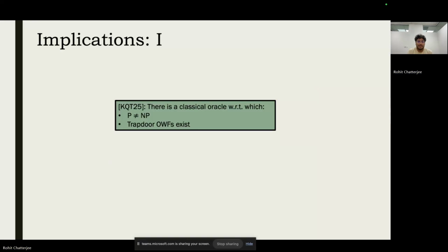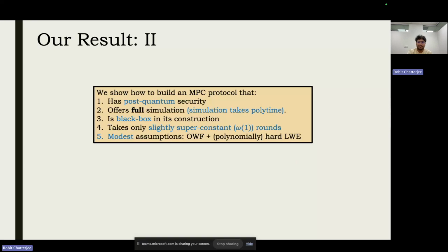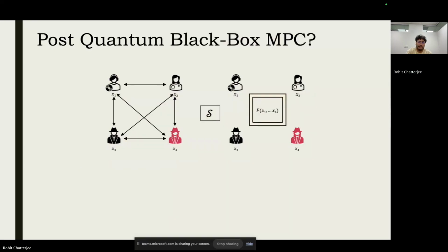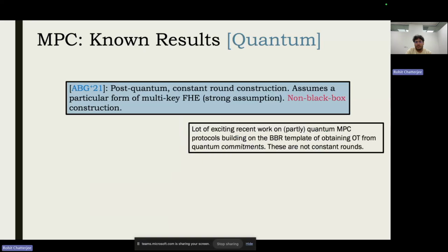Sorry, Rohit, before you go into the implications, could you please flash the slide with the previous results before yours? So this is the impossibility. There were also some constructions that you had shown. I've mentioned these, but this will be GLSV 21 and things like that.